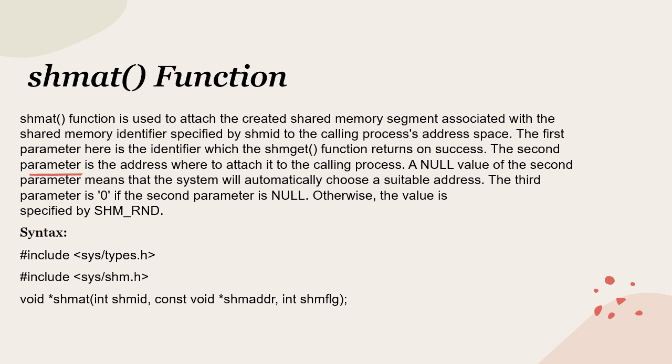The syntax of it is: #include <sys/types.h> and #include <sys/shm.h>, void *shmat(int shmid, const void *shmaddr, int shmflg).